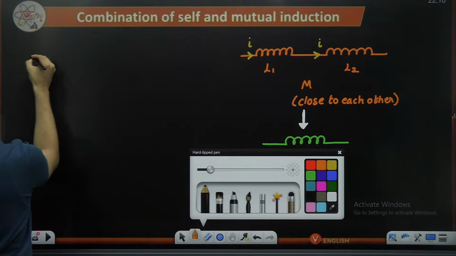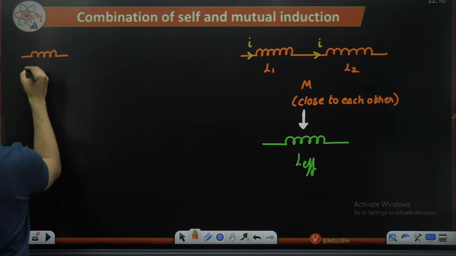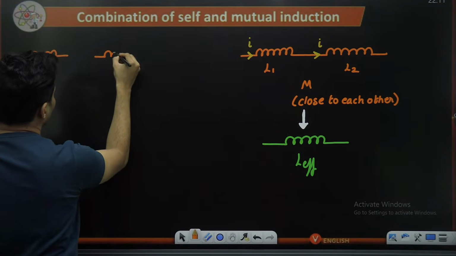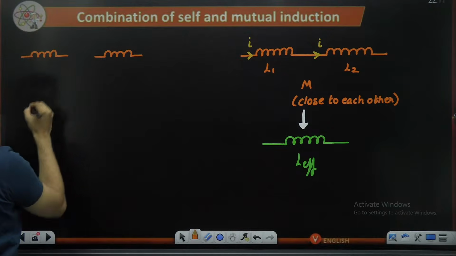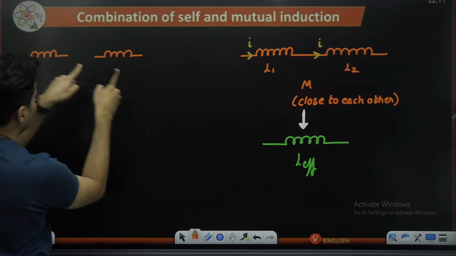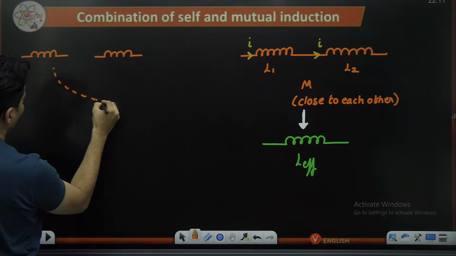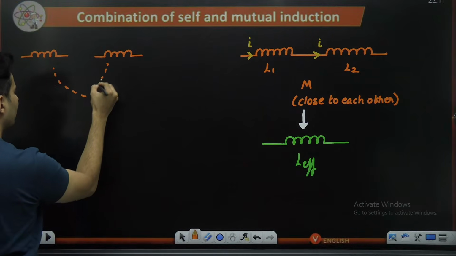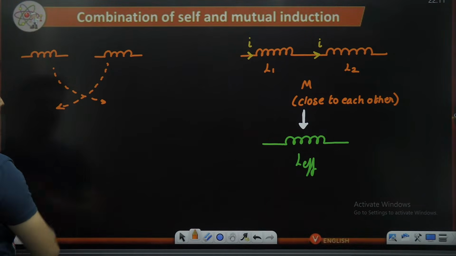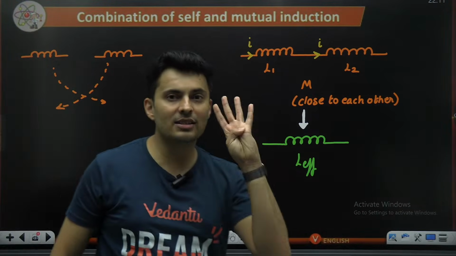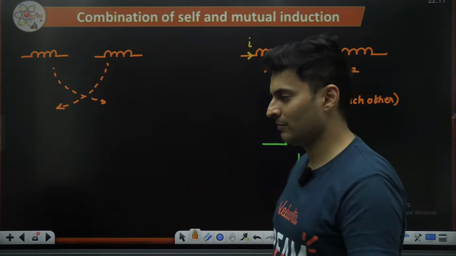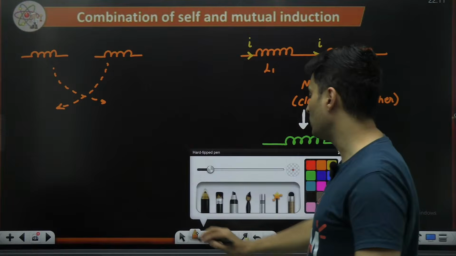So first of all, this particular inductor, then this particular inductor, then this inductor will affect this inductor, and this inductor will mutually affect this inductor. So like that, four things will be there, four batteries will be there. That is the first concept in these questions.